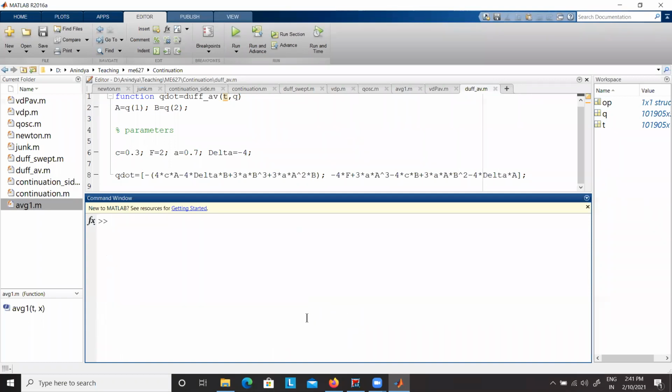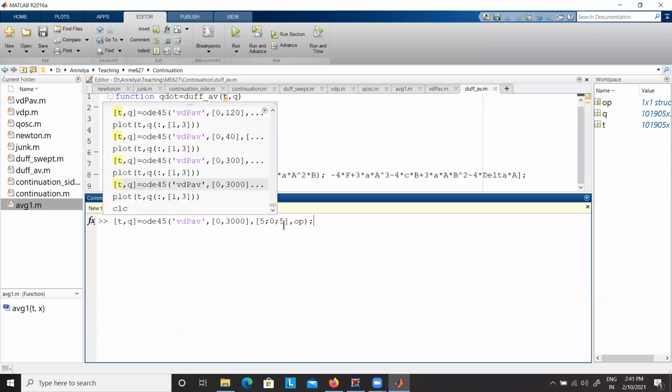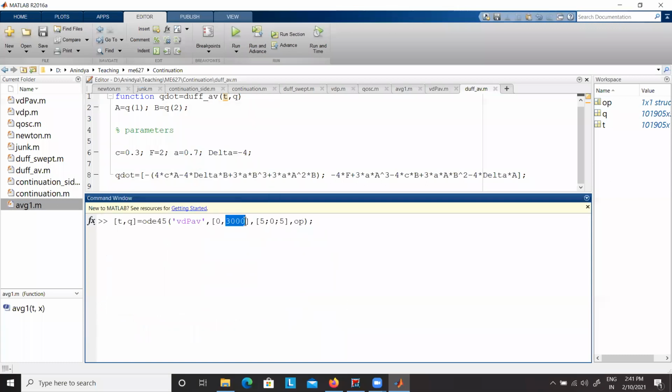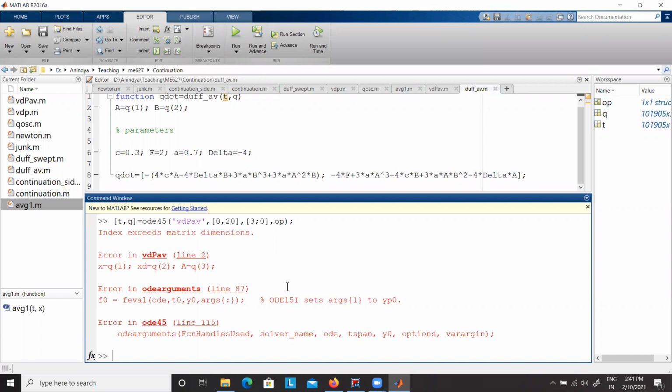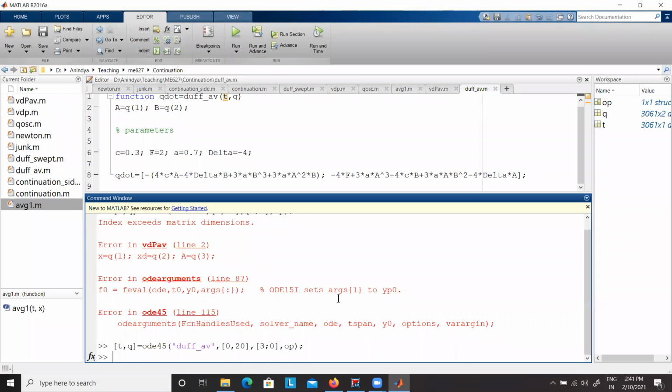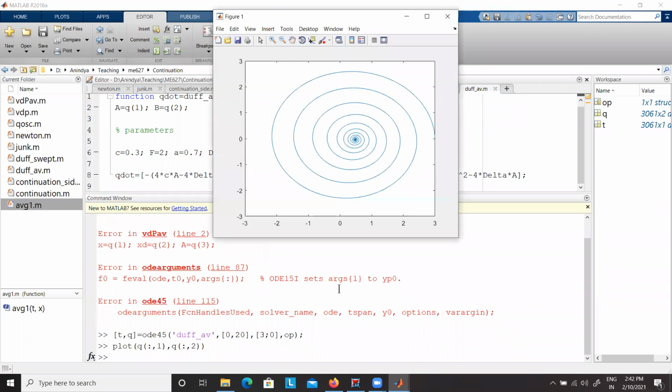Okay, now what I will do is I have to start. I don't have to have such a long time. 20 is more than enough. I have to give it some initial condition. Let me give it 3 and 0 or something, doesn't matter. Okay, all right. Now that didn't work. This is because I am supposed to say Duffing average. Okay, now what I will do is I will plot Q1, Q2. This is basically A versus B.